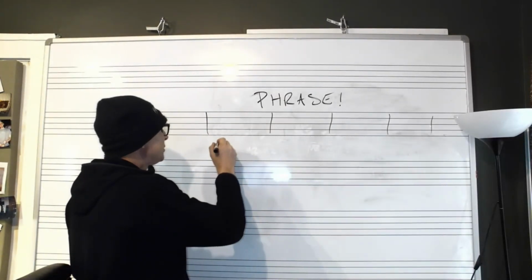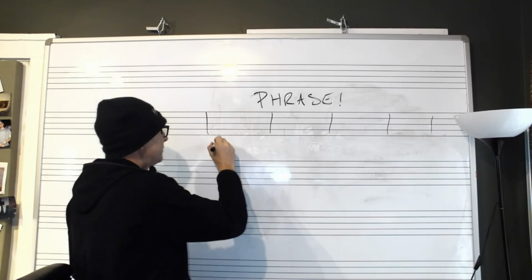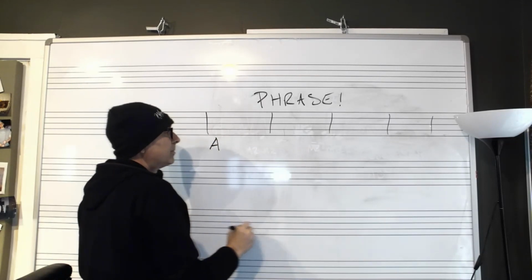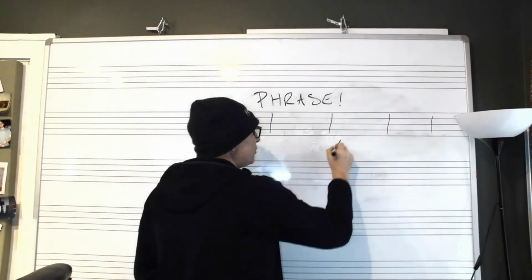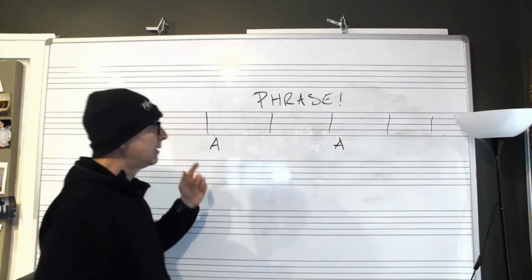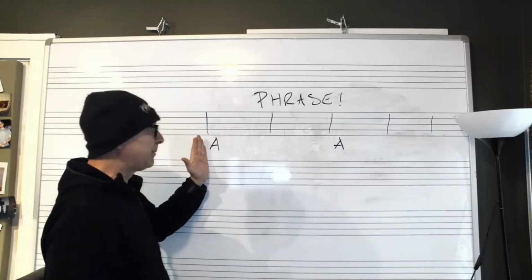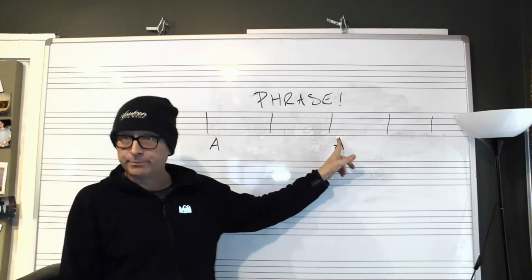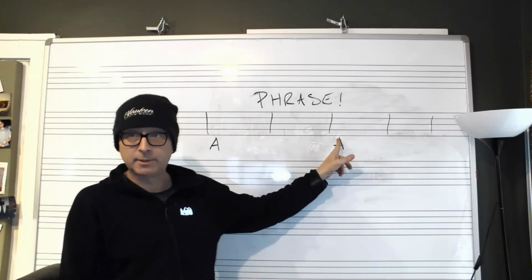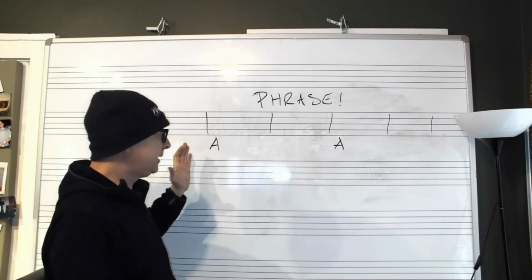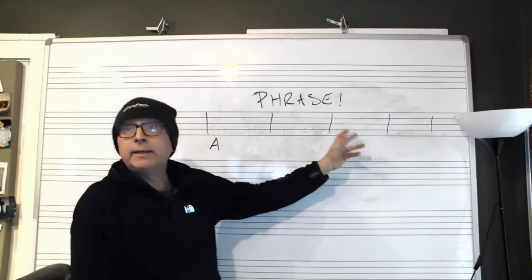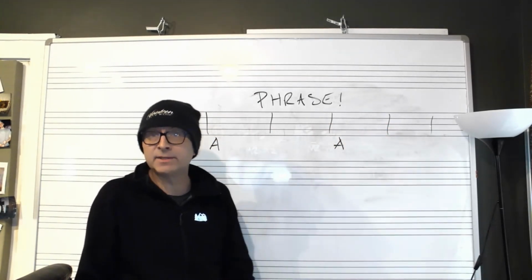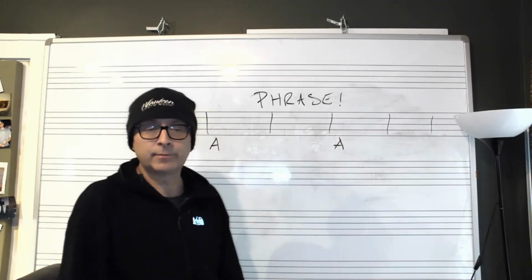So measures 1 and 2 could go like this. We'll call it A, and then measures 3 and 4 could repeat that. Okay? In this case, we have a phrase member A, which is repeated as phrase member A. Very simple concept. La da dee da dee da dee da dum. We'll repeat it.